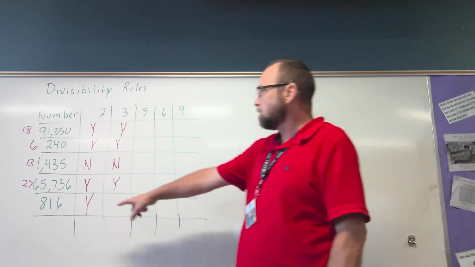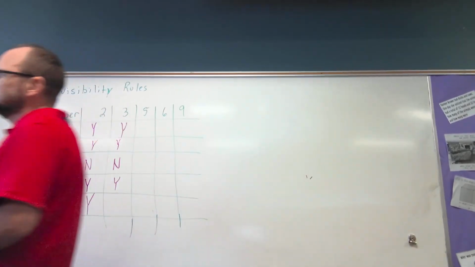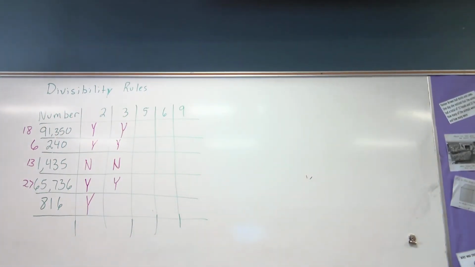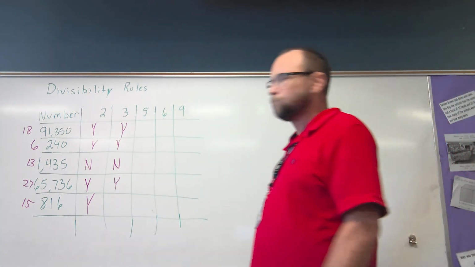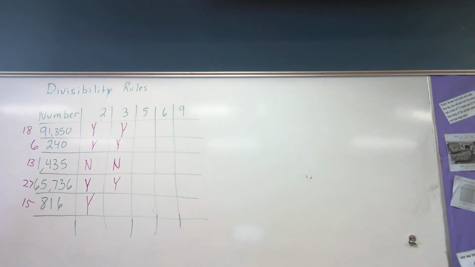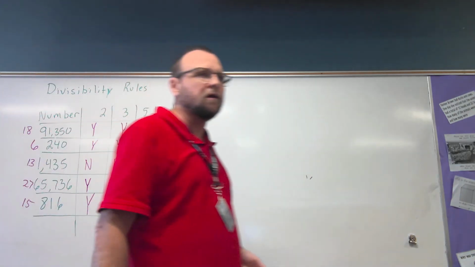Jolie, the sum of the digits in 816. 9. Try one more time for me. 8 plus 1 plus 6. 15. And you'll see there's a reason I'm writing these out here, just because it's going to make my life easier later. Does 3 go into 15 without a remainder, Jolie? Yes, because 3 times 5 is 15. So 3 is a factor of 816.